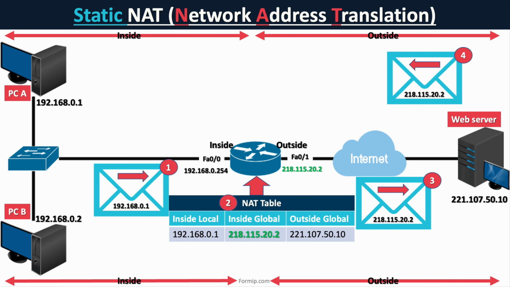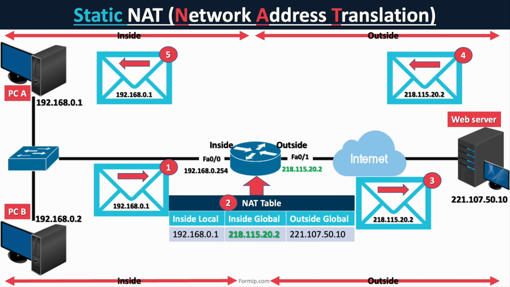So, this is the inside global address, and when the router receives this feedback from the web server on its external interface destined for the inside global, it will consult its NAT table again and translate the inside global into inside local before transmitting the packet. The communication between PCA and the web server works correctly through the internet using Static NAT.